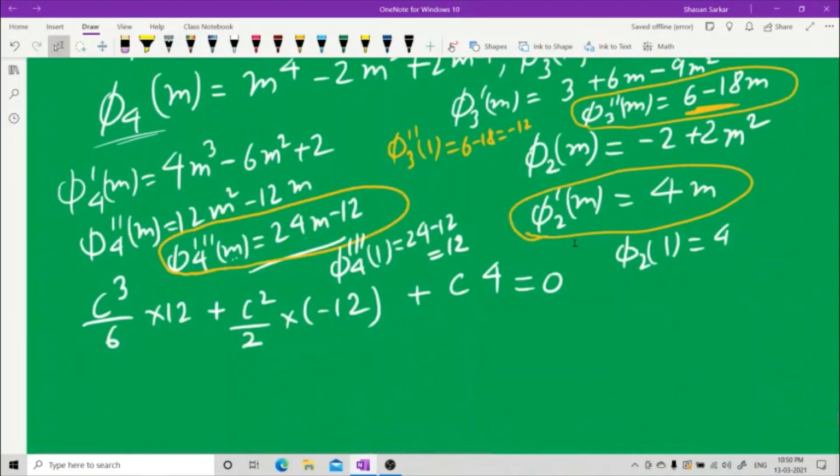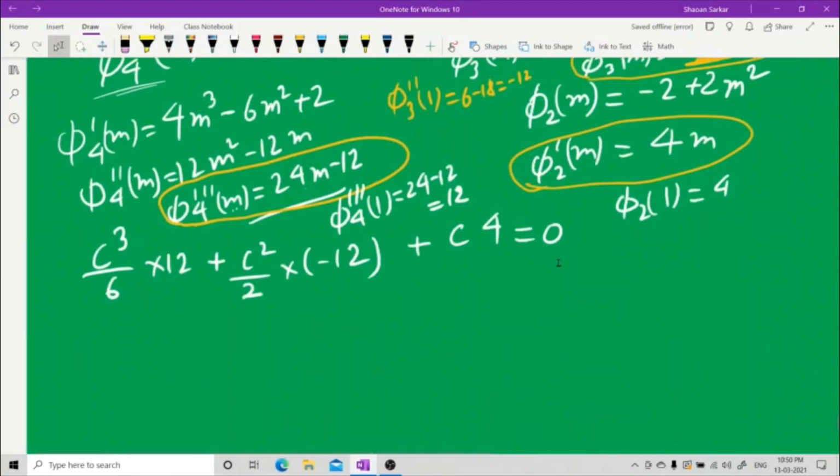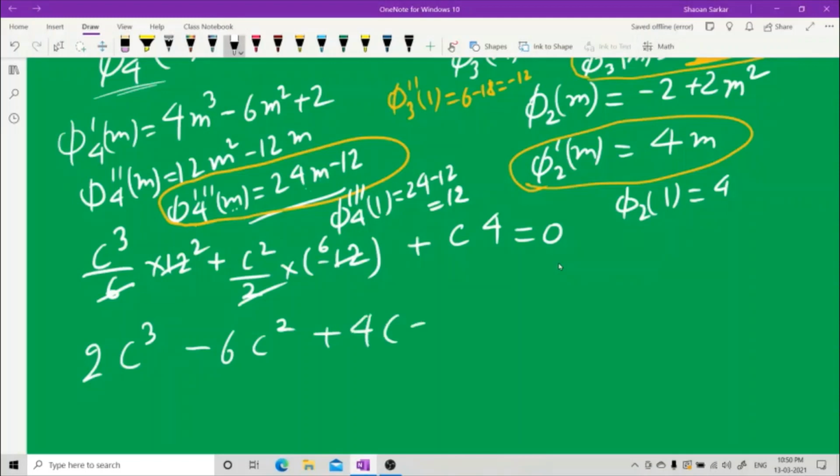Now take 6 times 2, that is 12, and minus this is 6. So this is 2c cube minus 6c square plus 4c equal to 0. Take 2c out common. Then you have c square minus 3c plus 2 equal to 0.